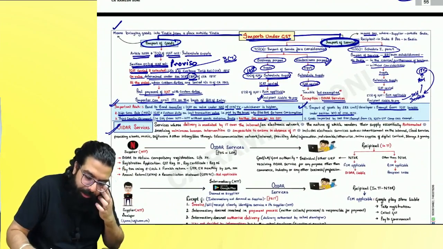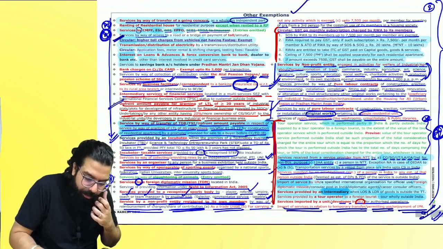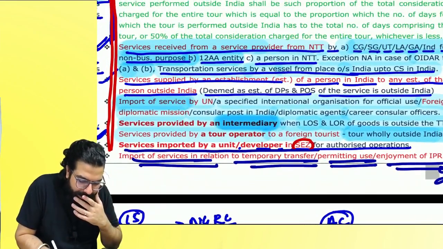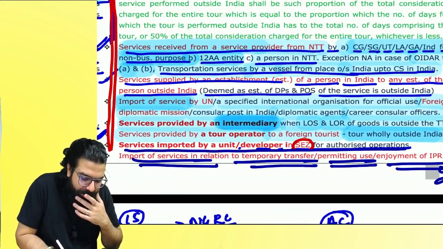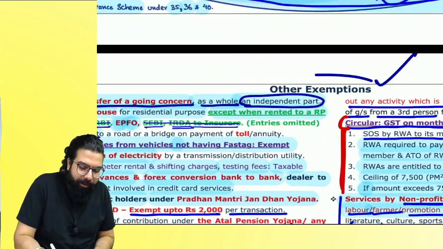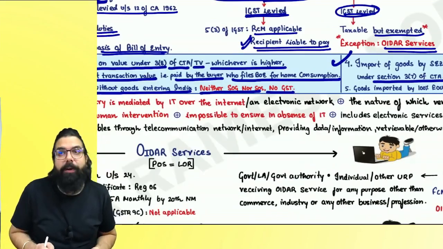When you go to your exemption chapter, the last chart there lists the exemptions. Services imported by an SEZ for authorized operations are exempted, and goods imported are also exempted. Am I 100% clear to all?